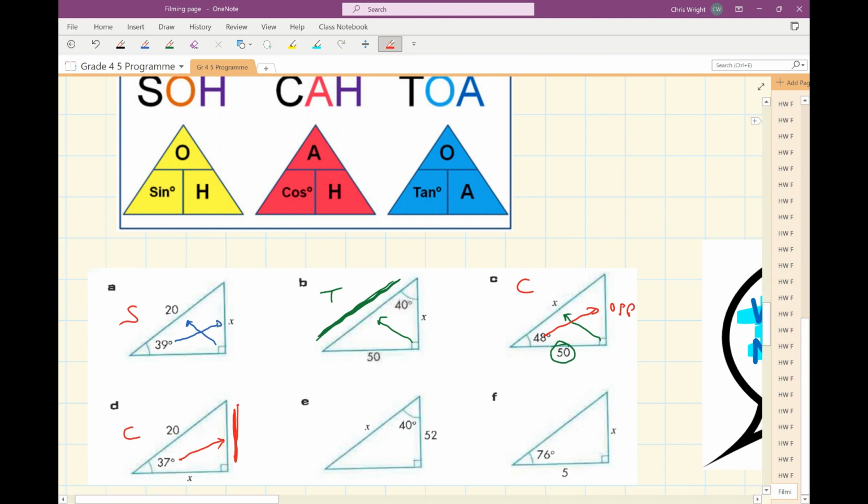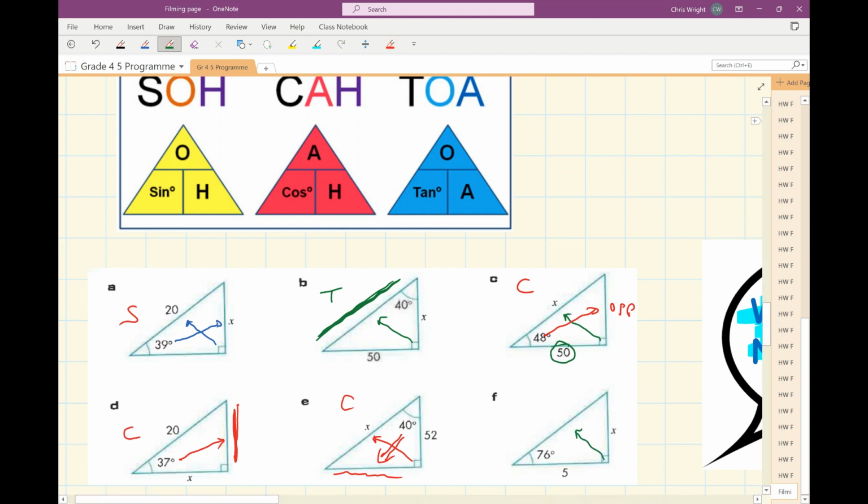Right, next one. Well, the hypotenuse is involved. Look at this. This is the side that's not involved, and that is the opposite. So which doesn't use the opposite? Well, it's cos again, isn't it?